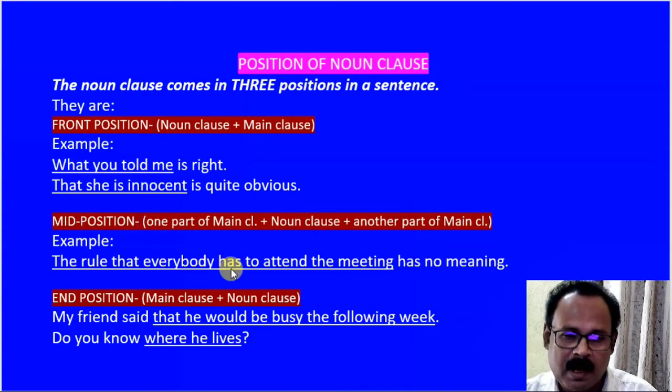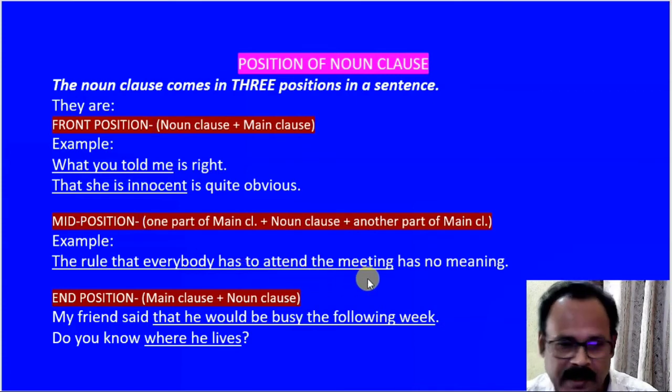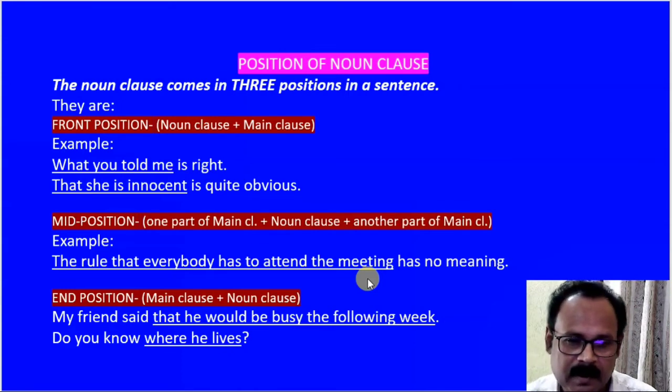For example, the rule that everybody has to attend the meeting has no meaning. Here the rule that everybody has to attend the meeting has no meaning. So where is the noun clause? This is the noun clause.